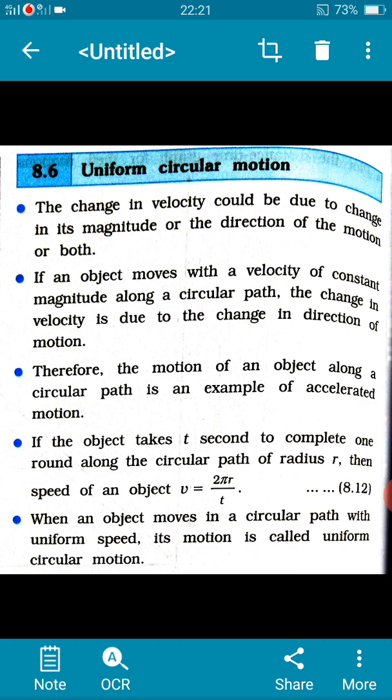When an object moves in a circular path with uniform speed, then that motion is called uniform circular motion, and the speed can be calculated by the formula 2 pi r upon t, where r is the radius of the circle and t is the time taken. I hope that topic is clear to you. And another example for uniform circular motion, you know, the motion of the ceiling fan.